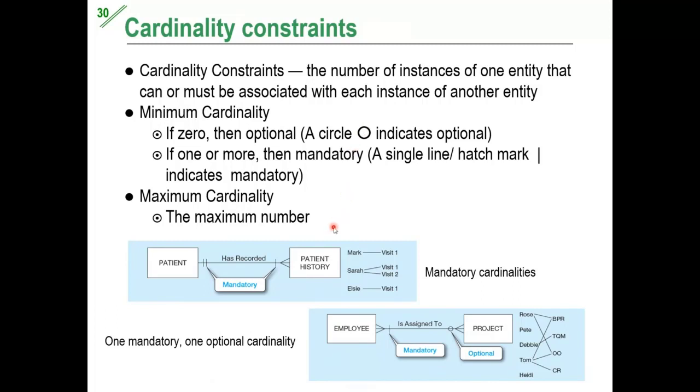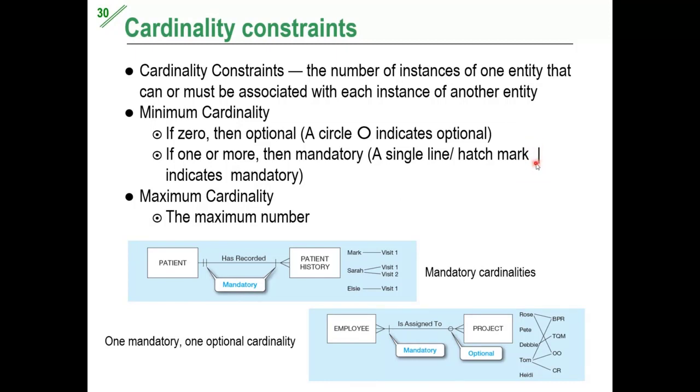So we actually have two types of constraint. We can have optional constraints. Optional means can, or maybe, or something like that, right? So we use a circle to show that. Okay. Or if you have the mandatory, that means must. If you must participate in something, right? So if it is mandatory, we use this hash mark or a single mark.